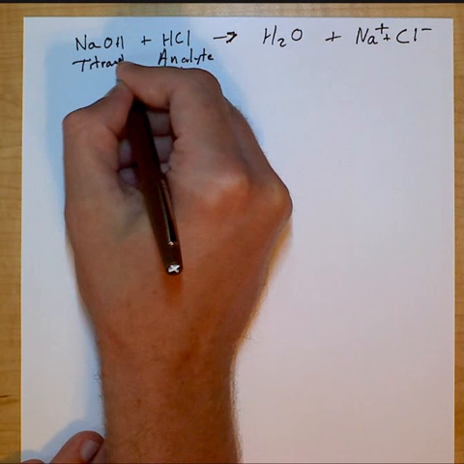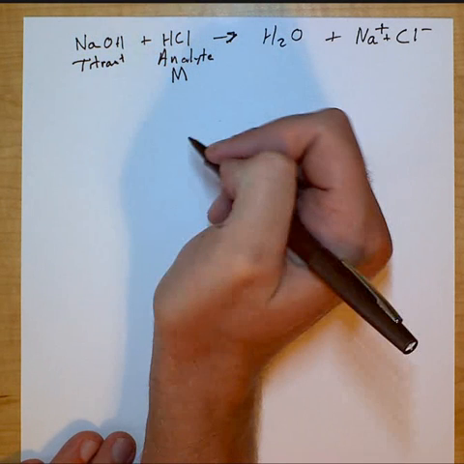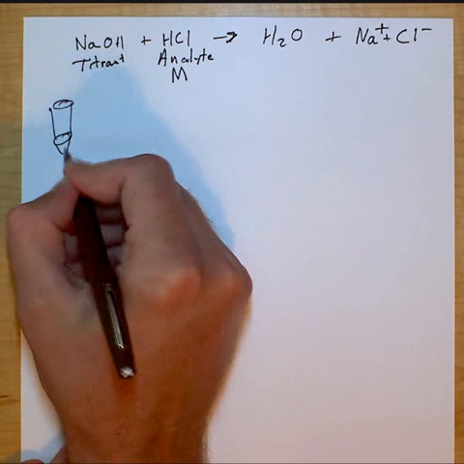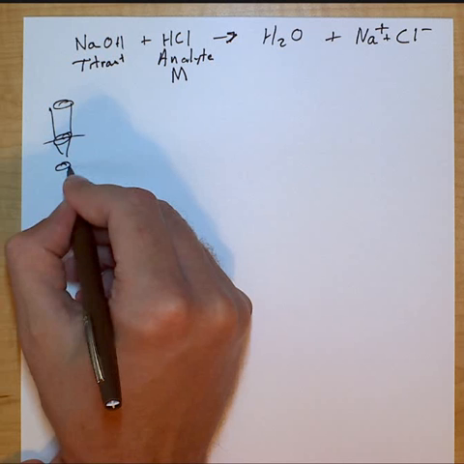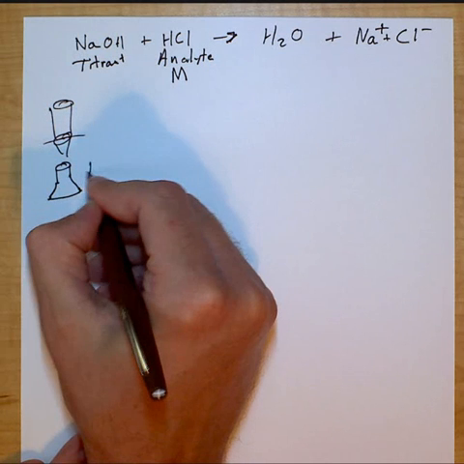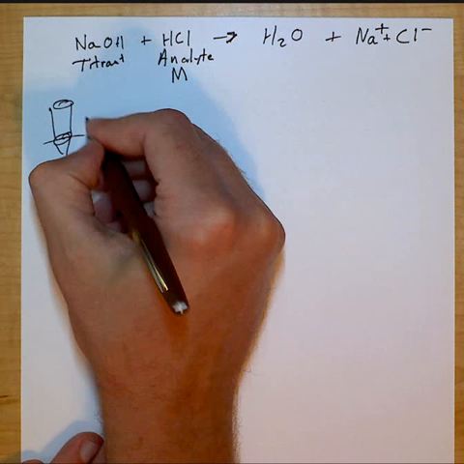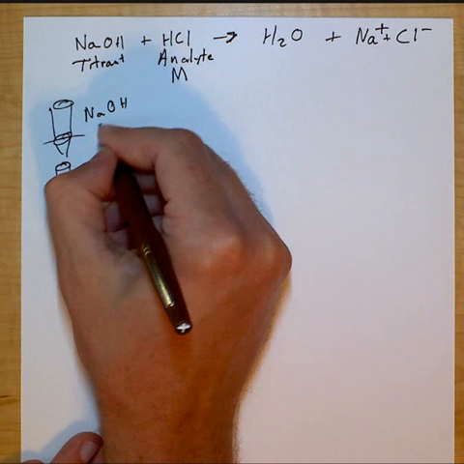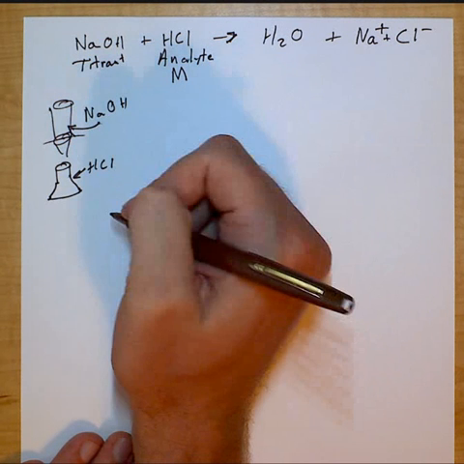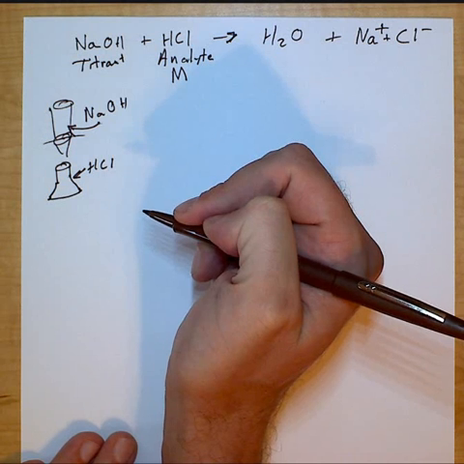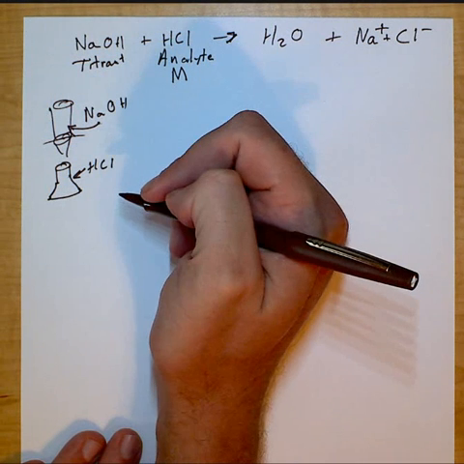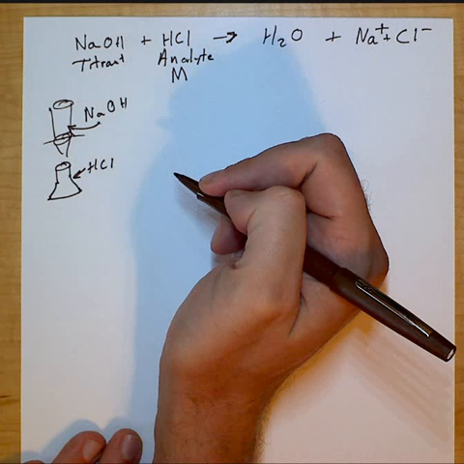And our basic setup, here's our burette, and here's our Erlenmeyer flask. So the HCl was in here, and the sodium hydroxide that we knew the concentration of was in our burette. So drip, drip, drip in there until the clear phenolphthalein turned pink, when we hit the point where we had more of a basic solution.